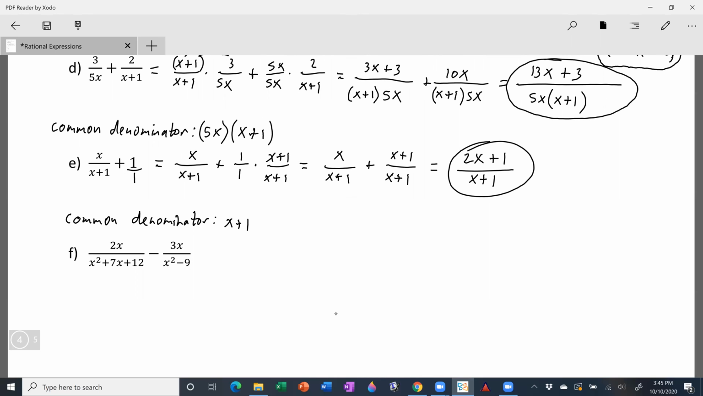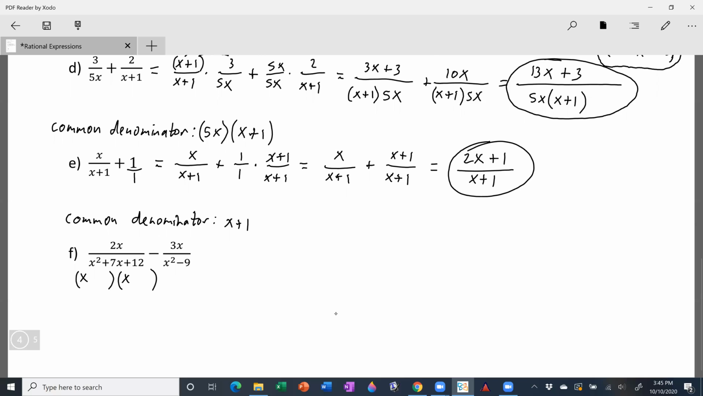Okay, part F, this one is definitely going to be one of the ones that you want to focus on for really understanding this topic. First of all, let's factor everything and try to think about what the common denominator would be. So this is kind of just my scratch work here for factoring this.